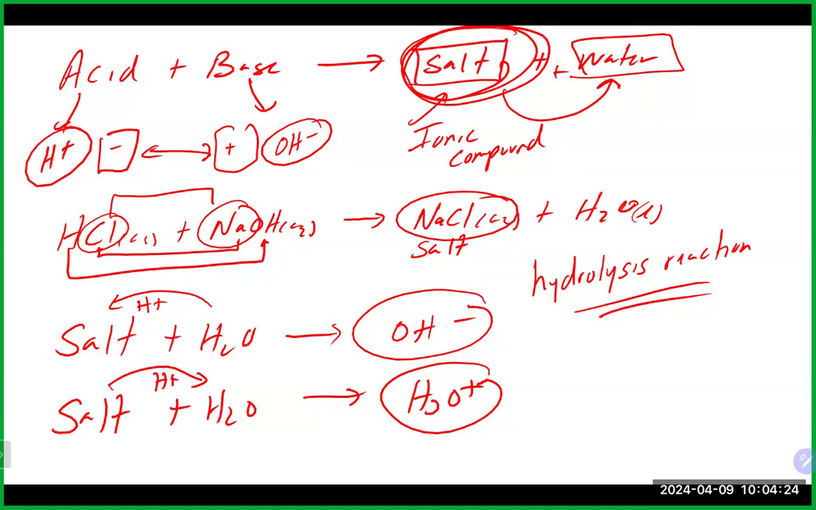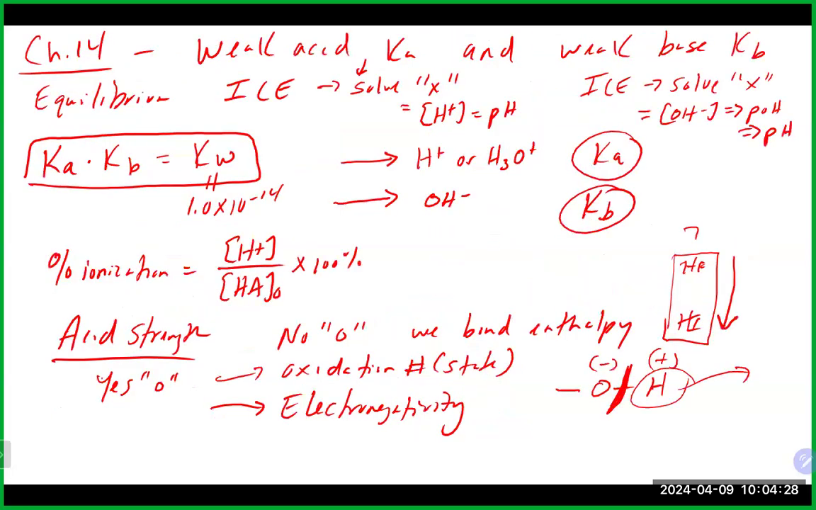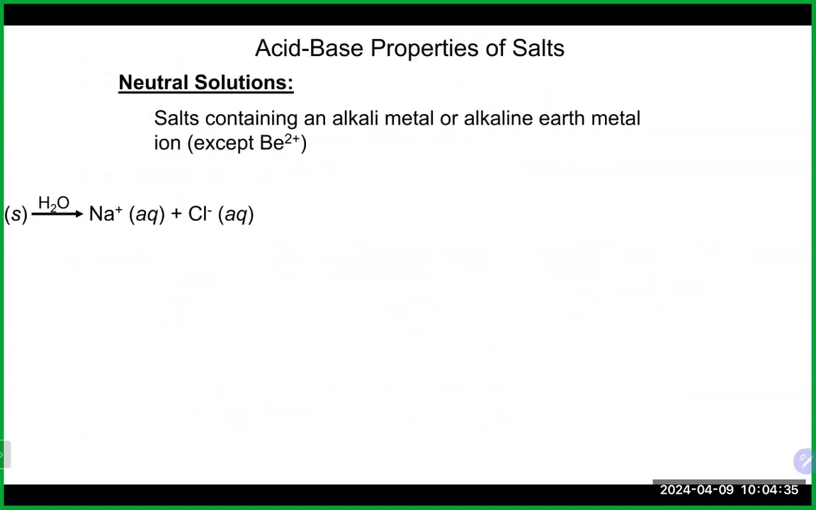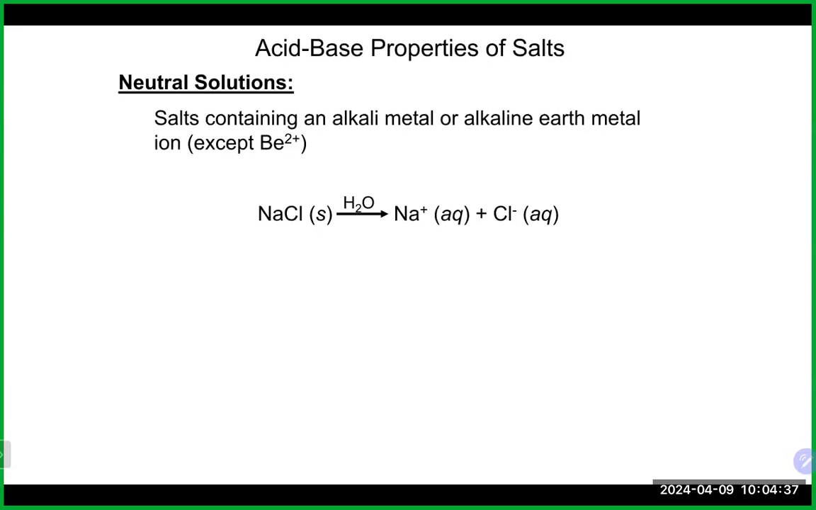So let's take a look at some different types of salts and talk about where they come from and the effect that they will have on the actual solution. So let's start with neutral salts. Neutral salts are salts that contain an alkali metal or an alkaline earth metal, except for beryllium. And that is group 1, right? And that is group 2 on the periodic table.